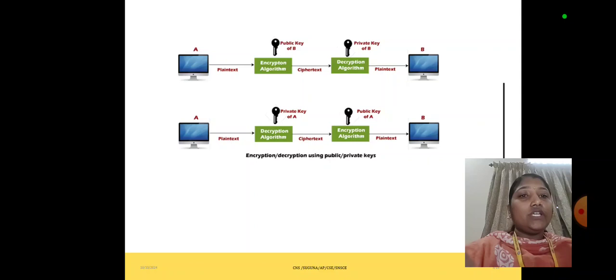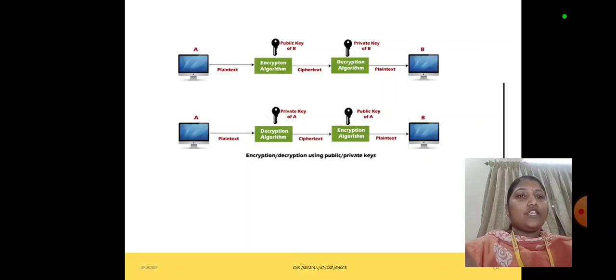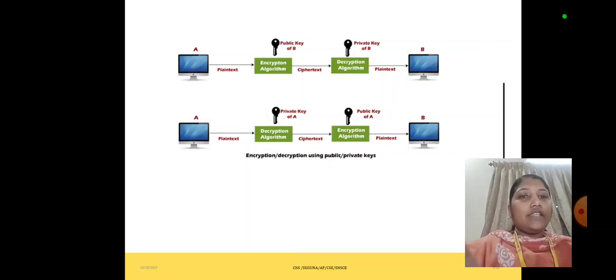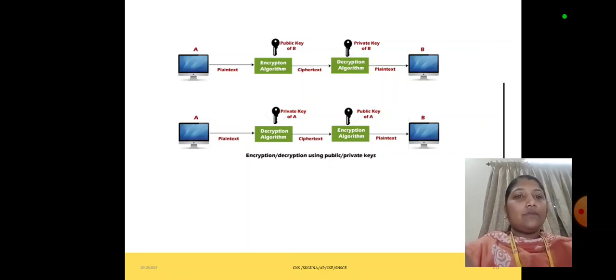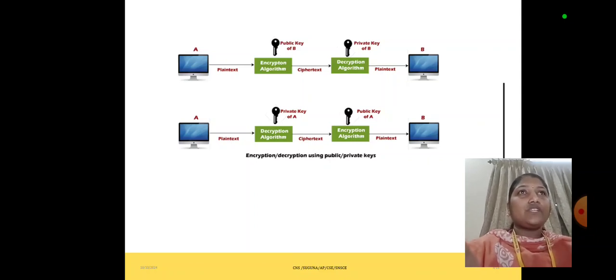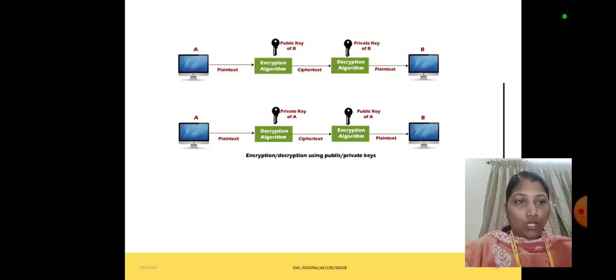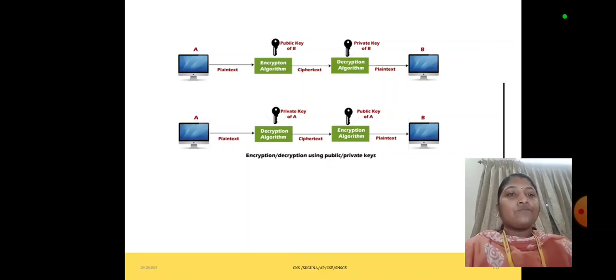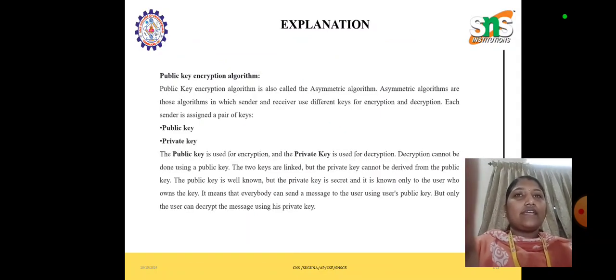While we are doing the reverse process, we can again use the private key of B. Another way is we can use the private key and public key of A. That is, either we can use the public key or private key of A for encryption and decryption, or we can use the public and private key of B for both encryption and decryption. So this is our RSA algorithm.